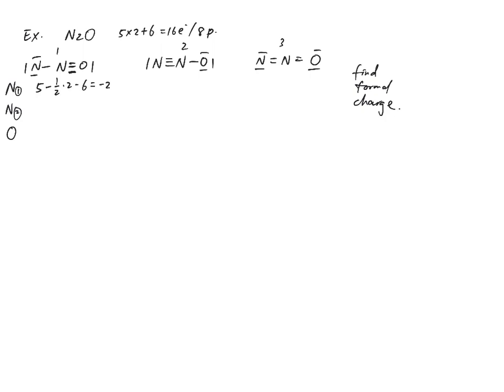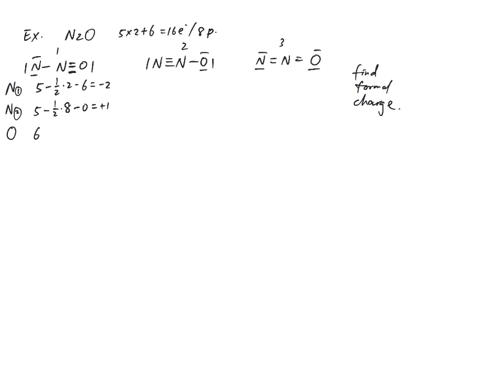The second nitrogen would have 5 minus 1/2. This guy has all bonding electrons, no non-bonding electrons, so a total of an octet of 8 bonding electrons and 0 non-bonding electrons. So 5 minus 4 is plus 1.